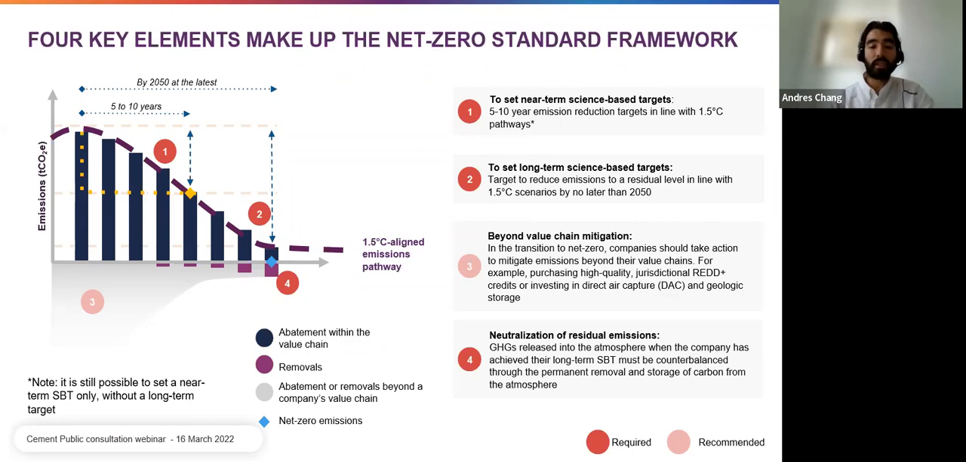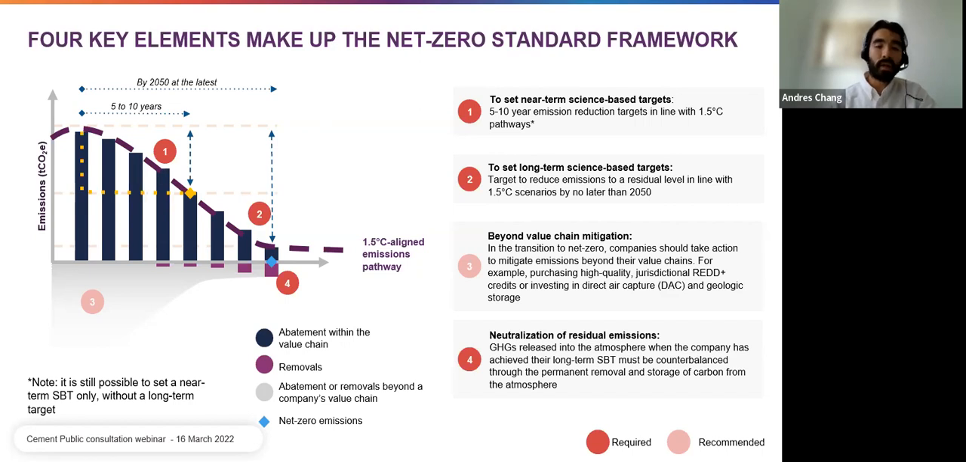Beyond value chain mitigation, so we recognize that in the immediate transition to net zero, companies should be taking action to contribute to climate mitigation beyond their value chain. Some companies do this by purchasing carbon credits or investing in R&D and future climate solutions. We recognize that this is really important in addition to reducing emissions for many companies. And lastly, that when companies reach net zero, they should be neutralizing any unabated residual emissions with permanent removals.